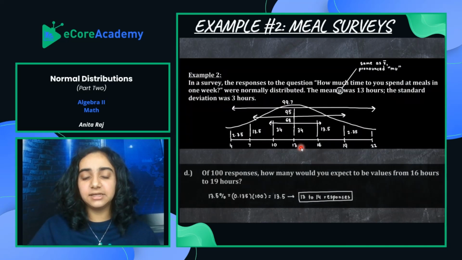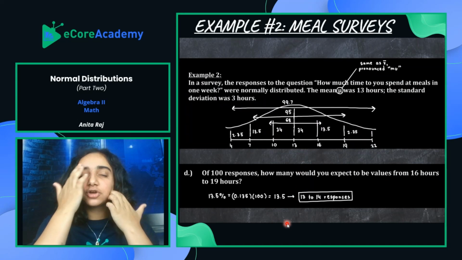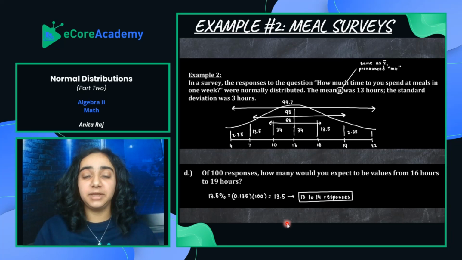Now let's look at D. Of 100 responses, how many would you expect to be values from 16 to 19 hours? So this is almost like combining what we did in B and C, those last two problems together.